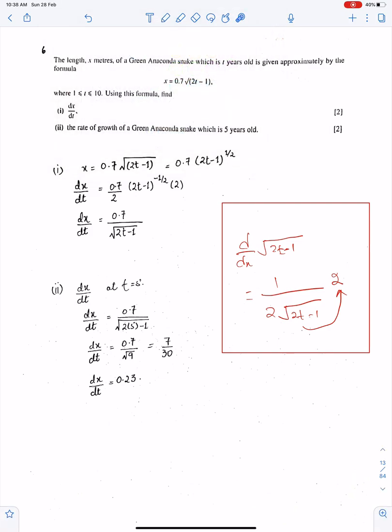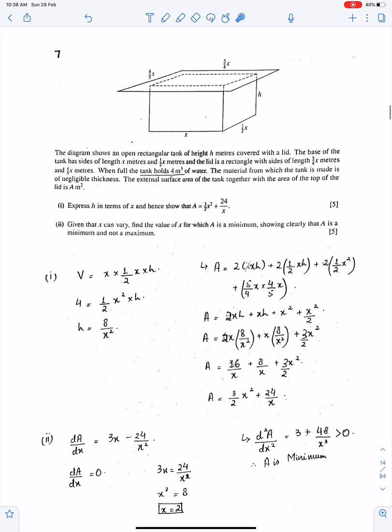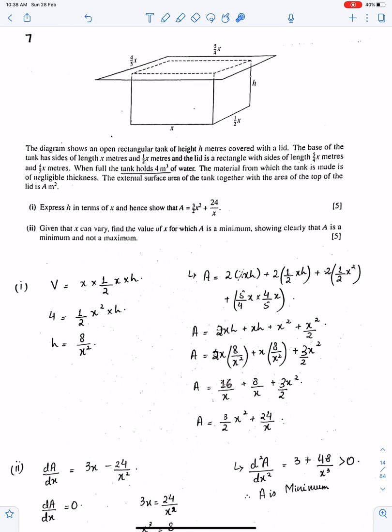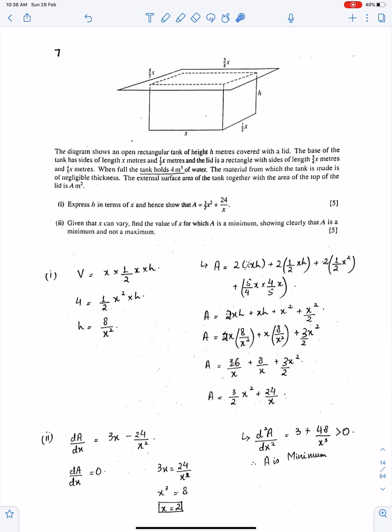So when you put t5 here, you'll get the answer. A fractional answer is better. Always leave your answer as a fraction. This answer is better. Question 7. It's very simple. The diagram is very complicated, but the question is very simple.